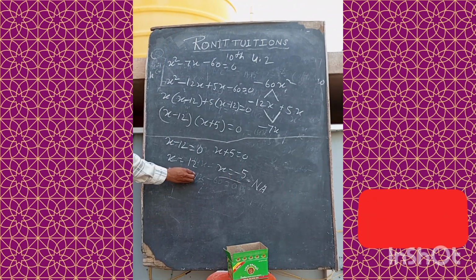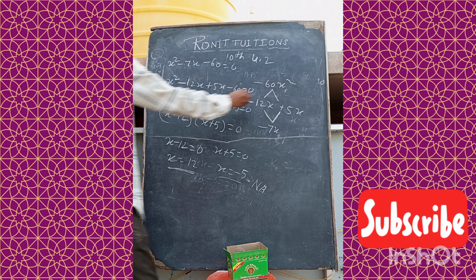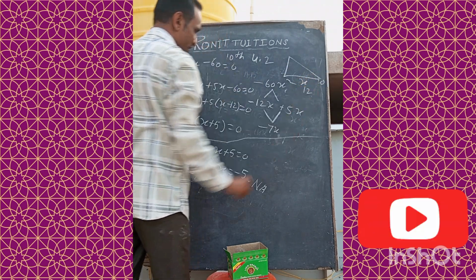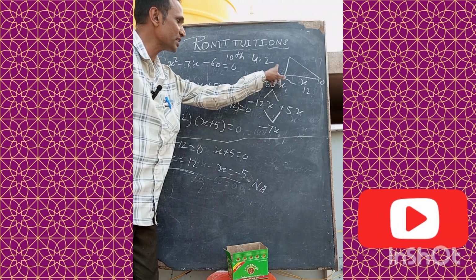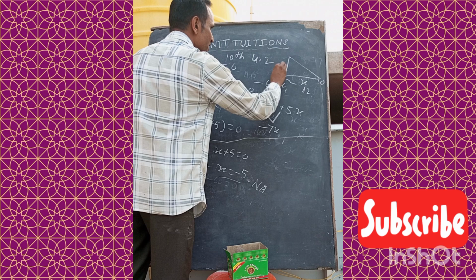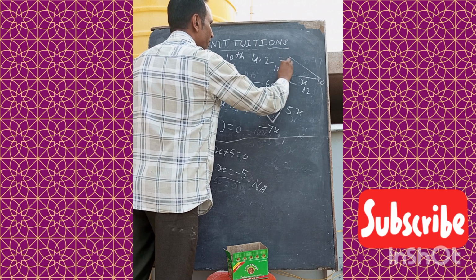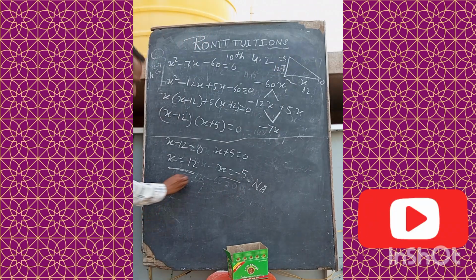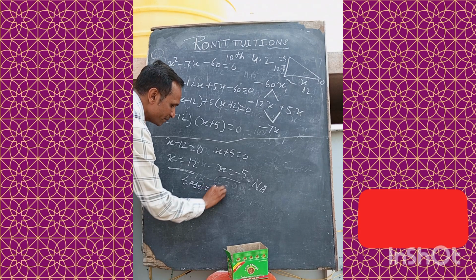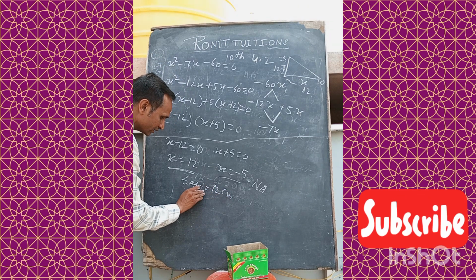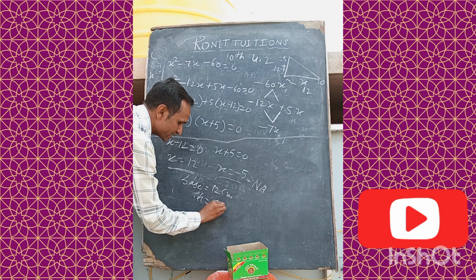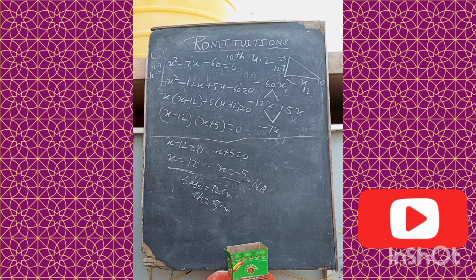So the base of the triangle, which we took as x, is 12 centimeter. What is the height? We took x minus 7, so 12 minus 7 is equal to 5 centimeter. So the base of the triangle is 12 centimeter and the altitude or height of the triangle is 5 centimeter. That is the answer of this question.